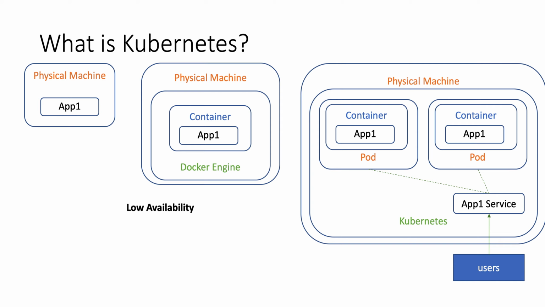So if we look back, the physical machine concept and the Docker container concept give us low availability, where the application will go down, and until somebody brings it up, the application will stay down. But in the case of Kubernetes, we will get a highly available system where it's up all the time. So that is one of the benefits of Kubernetes, of having an application highly available.